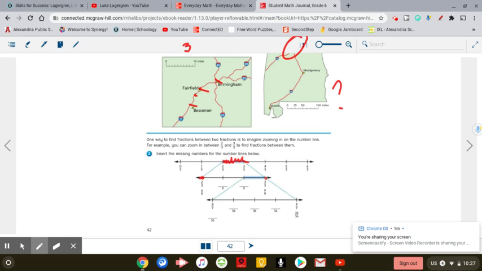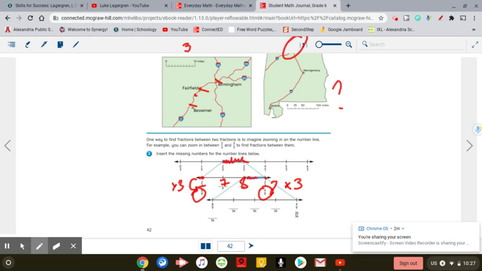Kind of like yesterday, 3/3, if I multiply that by 3, it's actually equal to 9/9. So then if I multiply 2/3 by 3, 2 times 3 is 6, 3 times 3 is 9, it becomes 6/9. So now it's easier to see, well, what is between 6/9 and 9/9? Well, that would be 7/9 and 8/9. And just like anything, you can keep zooming in further and further.